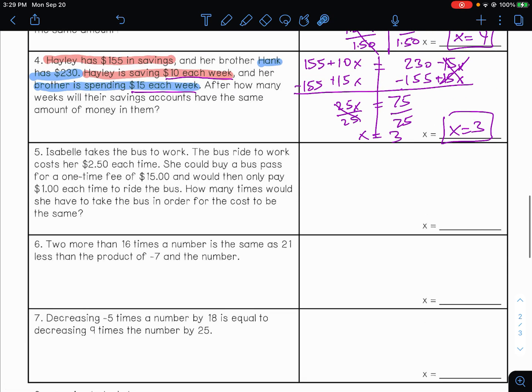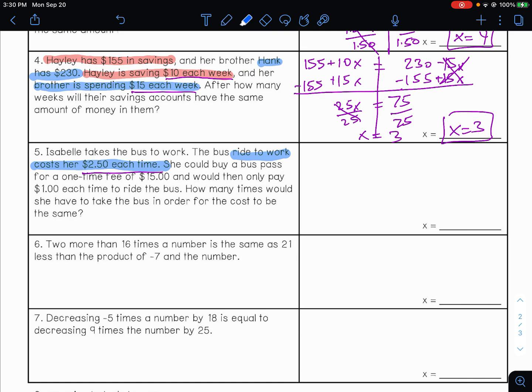We got 3 more. Isabel takes the bus to work. The bus ride to work costs her $2.50 each time. She could buy a bus pass for a one-time fee of $15 and would then only pay $1 each time to ride the bus. How many times would she have to take the bus in order for the cost to be the same? Let's highlight. She takes a bus to work. That's fine. The bus to work costs her $2.50 each time. Is that a rate? It is $2.50 per each time.